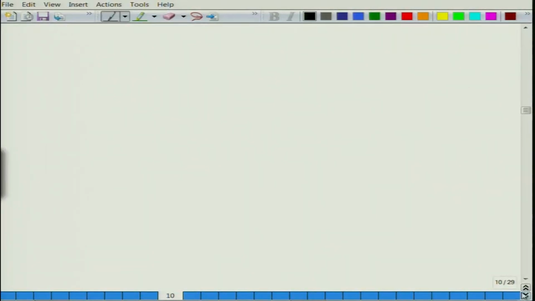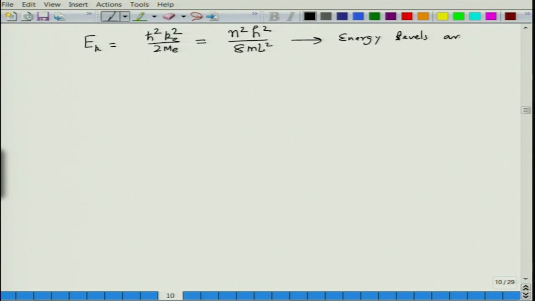So, what it says is that energy E k is equal to h cross square k square divided by 2 m E, which for a box, when the electron cannot escape the solid, is n square h square divided by 8 m L square. So, basically what it says is that energy levels are discrete or quantized. This is the first observation that we observe.